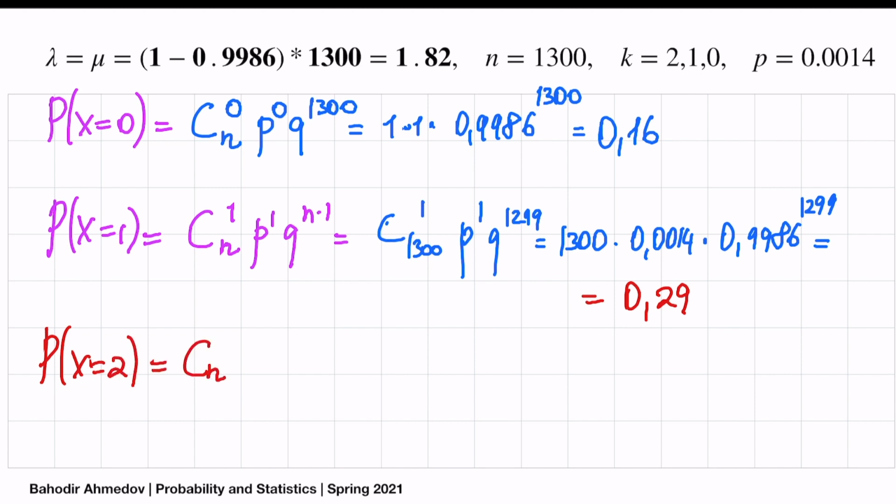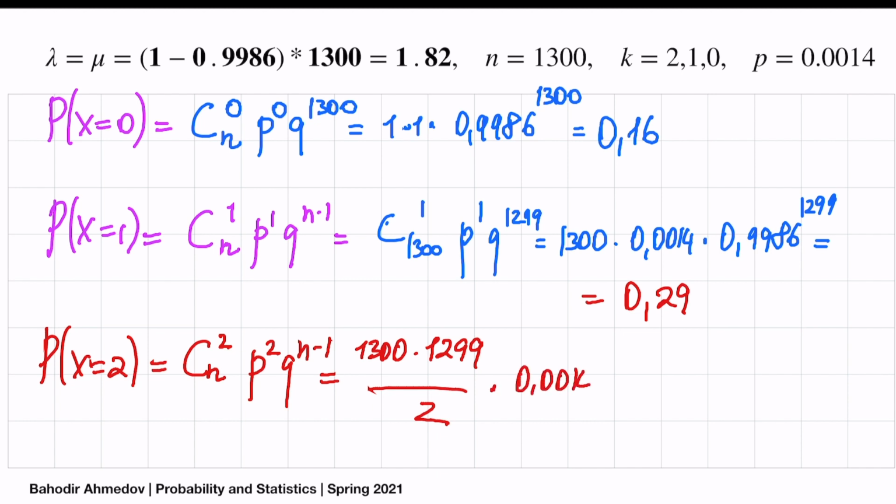So the probability of x equal to 2 is going to be C(n,2), p to the power of 2, q to the power of n minus 2. If we put all of these numbers in and calculate C(n,2), it's going to be n factorial divided by (n minus 2) factorial divided by 2 factorial, right? It is going to be 1,300 times 1,299 divided by 2, okay? This is C(1,300, 2), times 0.0014 to the power of 2 times 0.9986 to the power of 1,298. 0.26.